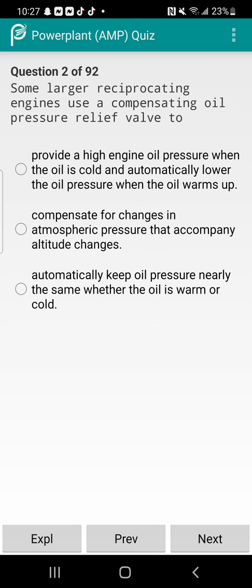Some large reciprocating engines use a compensating oil pressure relief valve to provide a high engine oil pressure when the oil is cold and automatically lower the oil pressure when the oil warms up.